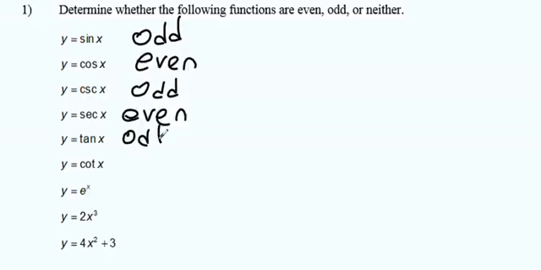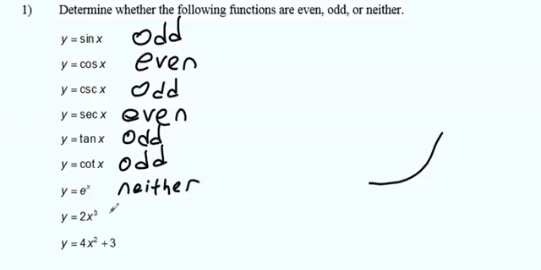Tangent is odd. Therefore, cotangent is also odd. E to the x has no symmetry, it just looks like that, so it's neither. 2x to the third is odd. They're all odd exponents. And then 4x squared plus 3, that is even, because they're both even exponents.